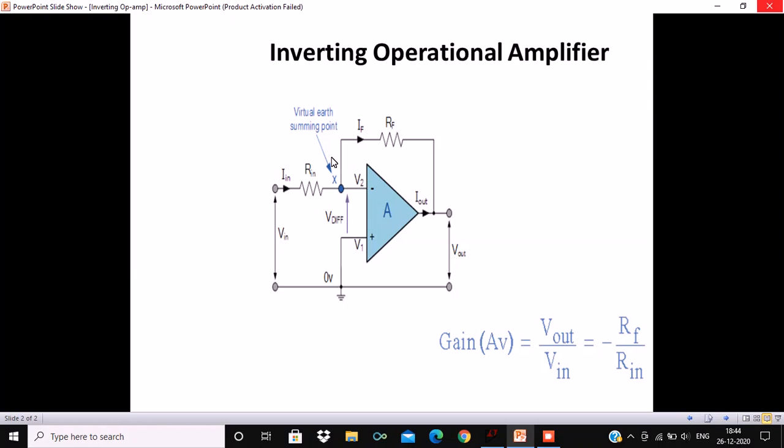I have used two resistance. First is the input resistance and another resistance RF is the feedback resistance. Here we are using negative feedback.